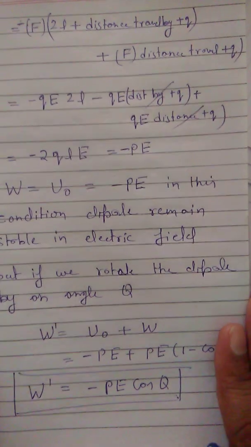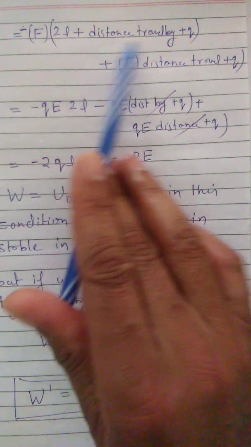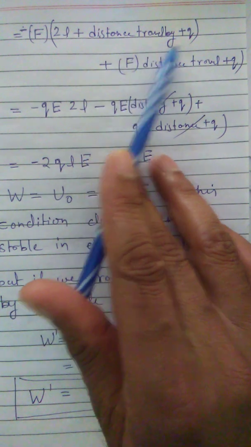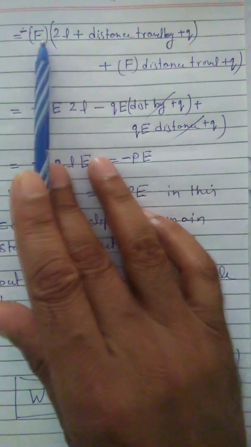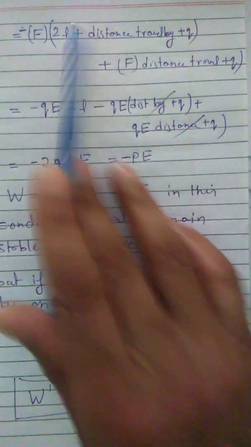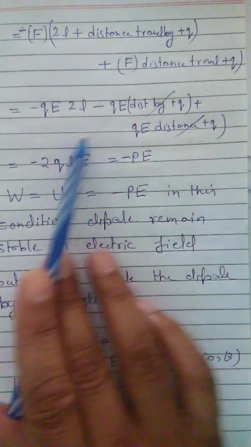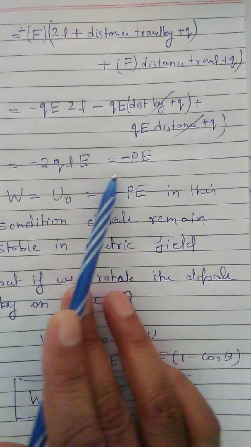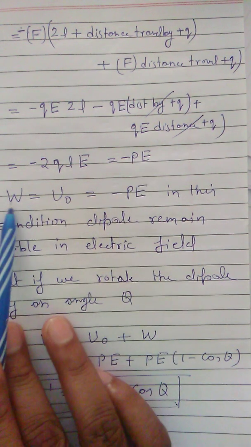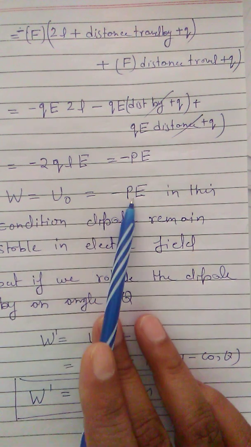So let us calculate the distance traveled by both of them. It will be F into 2L plus the distance traveled by the plus Q charge, and similarly F into the distance traveled by the plus Q charge. This is the larger distance, for the minus Q charge, and we are adding them together. When we open the brackets, the distance traveled by the plus Q charge gets cancelled out, and we are left with minus 2QL E, which equals minus PE. So W equals U0, which we can also say is the potential energy, equal to minus PE.